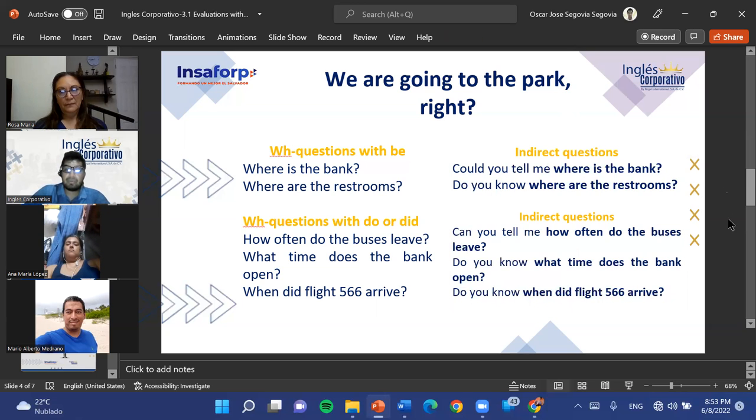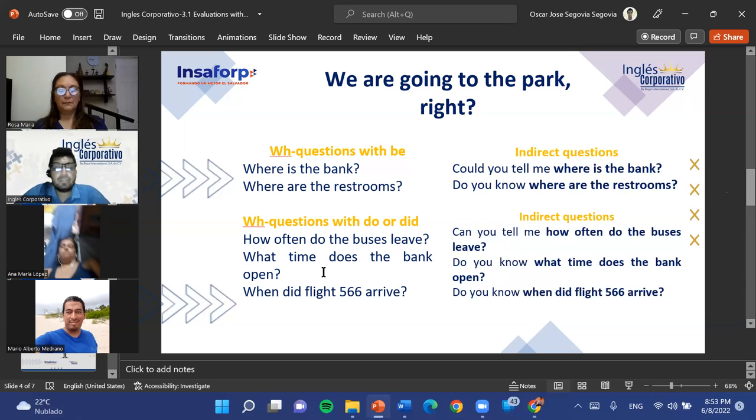Do you know where are the restrooms? Esto con preguntas que son directamente de double H, ¿sí? O sea, preguntas directas también utilizando el double H. Ahora, aquí tenemos double H questions, but also including do or did, ¿sí? Utilizando do or did. So we have it like this.